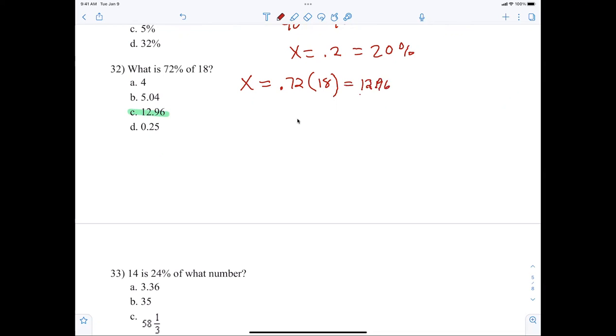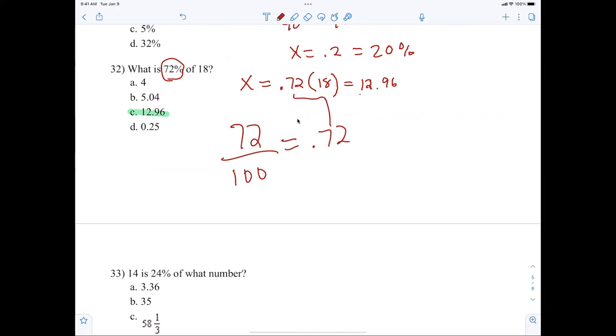Mr. Grieve, tell me, please. Oh, because remember, 72%, we don't write percentages. 72% means 72 divided by 100. So it's equal to 0.72. That's why that goes there. You with me on this now, right? We never write percentages. All right, it's always a decimal. Yes, ma'am.